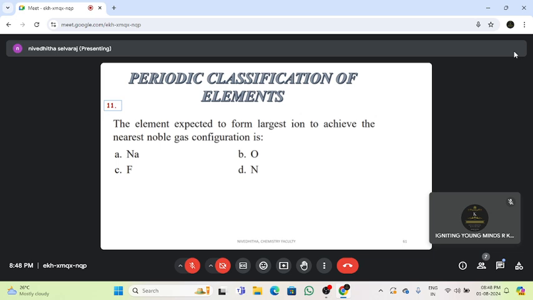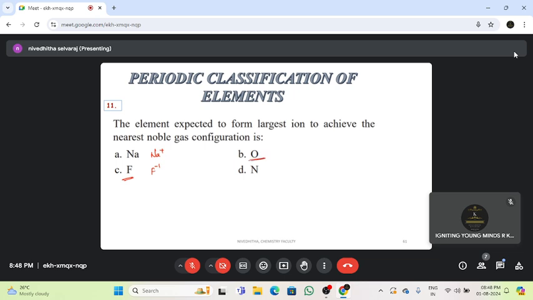The element expected to form the largest ion to achieve the nearest noble gas configuration is... So sodium, to attain noble gas configuration, has to lose its electron. So the ion will be Na plus. How about fluorine? To attain the noble gas configuration, fluorine has to gain one electron. So F minus is the ion.